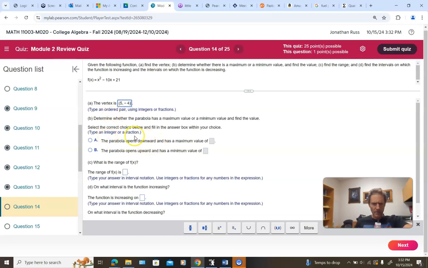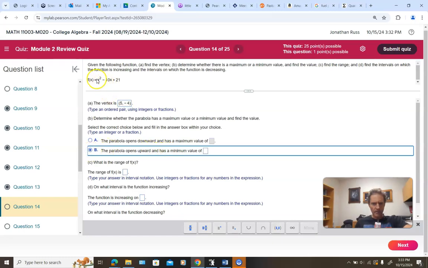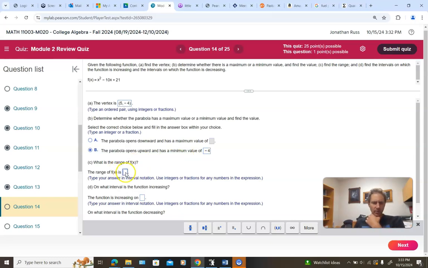The parabola is going to open upward because of the sign of a, it's positive. And it's going to have a minimum value of -4. Okay, what about the range?